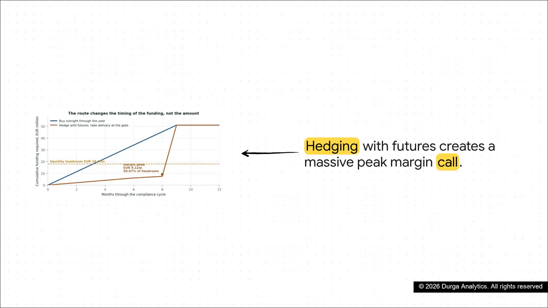However, it quietly creates a massive peak margin call of 9.12 million euros. That single margin call consumes over half of your available 18 million euro liquidity headroom before a single allowance is even delivered to your account. And here's the kicker. No standard risk report is ever going to show you this.